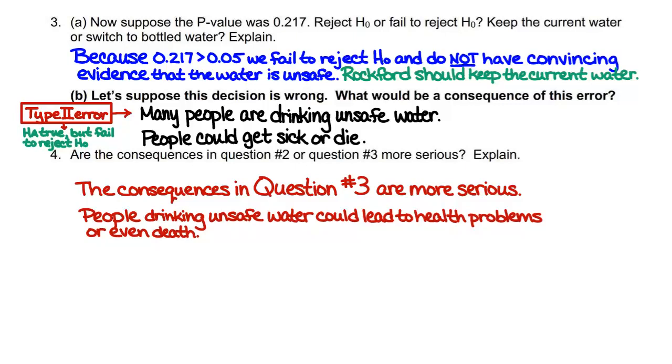If people are drinking that unsafe water, it could lead to health problems. We already said they could get sick or die, like huge, big consequences. The consequence of the other one is like, you spend too much money. Obviously, the city doesn't want to spend money that they don't need to, but that's not nearly as big of a problem as if the people who live in your community are getting sick and dying.